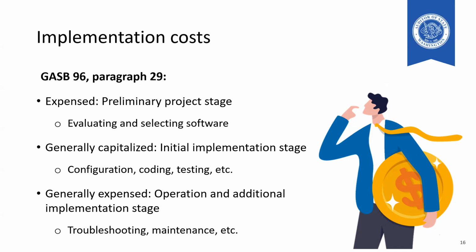The last category is operation and additional implementation. And this phase includes things like troubleshooting and maintenance. And that additional implementation refers to implementing those other modules that are deployed after you started using that first module. Generally, the costs in this stage are going to be expensed. Now, the GASB statement goes into more details on the implementation costs. So if you have specific costs that you're trying to determine whether they should be expensed or capitalized, I recommend reading the GASB standard and submitting a help desk. Then we can help you get the answer for your specific situation.